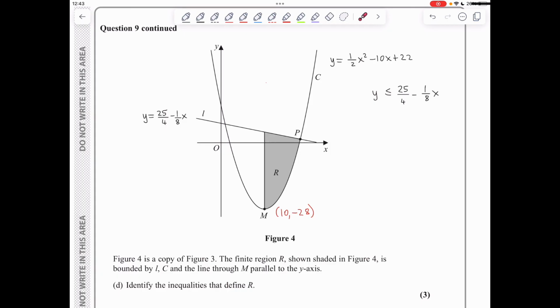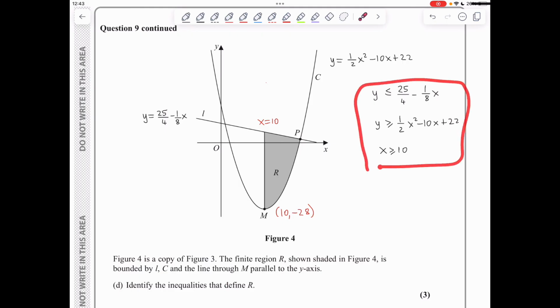We want to be above the parabola. So we want y to be greater than or equal to a half x squared minus 10x plus 22. And we also want to be to the right of the vertical line here, which has equation x equals 10 as it passes through the point M, which has its x coordinate being 10. So we want x to be greater than or equal to 10. These are the three inequalities that define the region R.